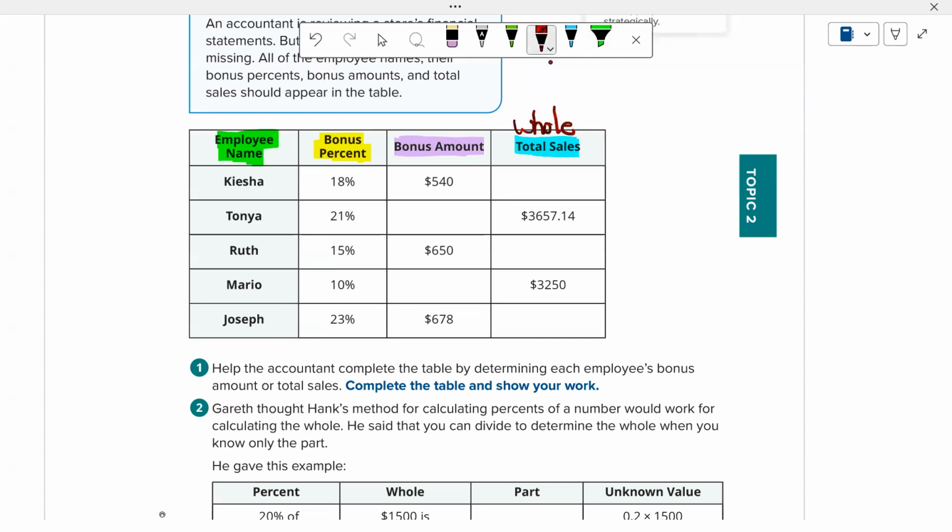So we want to fill out this table. It's very straightforward to do. We want to figure out what the total sales was in this one because that's what's missing. In the first one, we're missing the total sales, and in the second, we're missing the bonus amount. The easiest way to do these is setting them up with proportions.